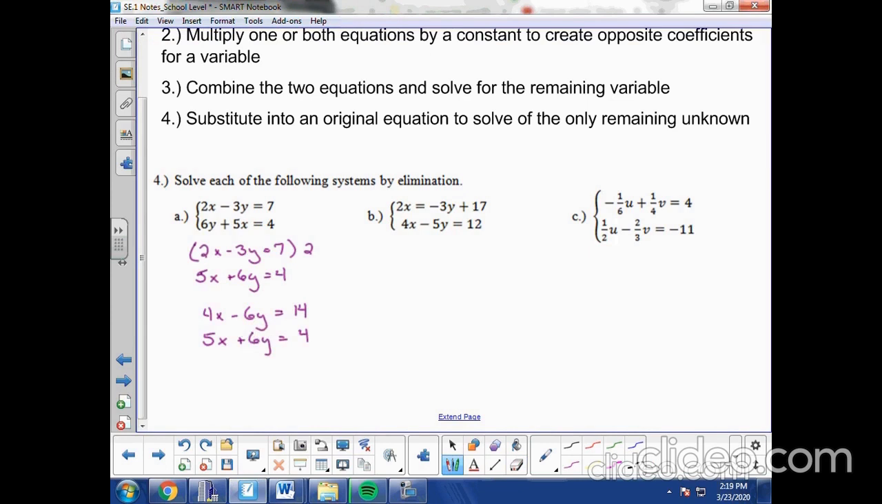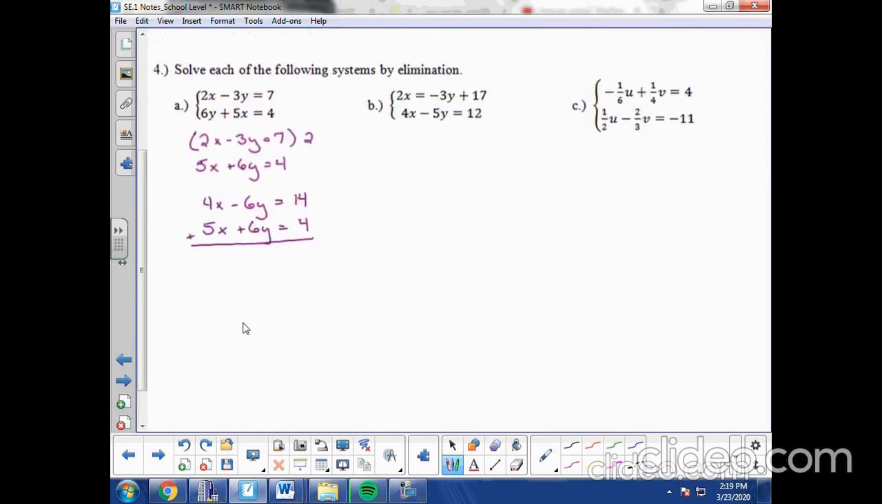So in step 3, it says combine the two equations and solve for the remaining value. So basically, I can add the two equations. So I can take 4x plus 5x, which is 9x, negative 6y plus 6y, which is 0, so those essentially subtract out, 14 plus 4, which is 18. And now this gives me a single variable equation that I can solve for x.